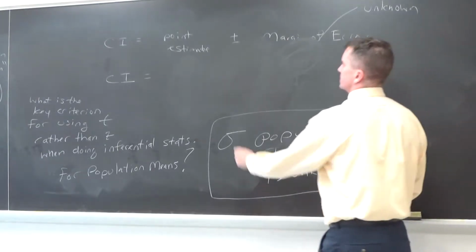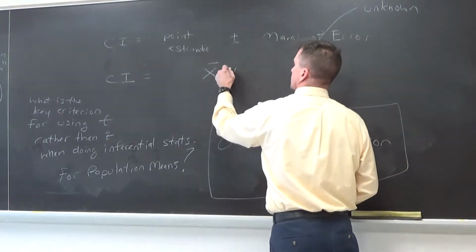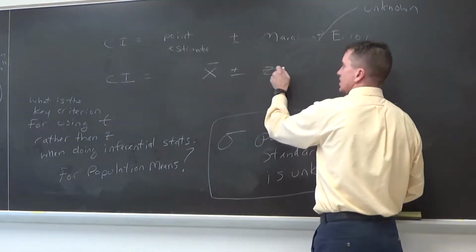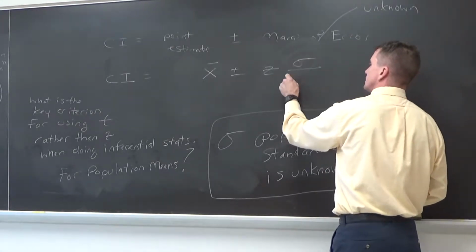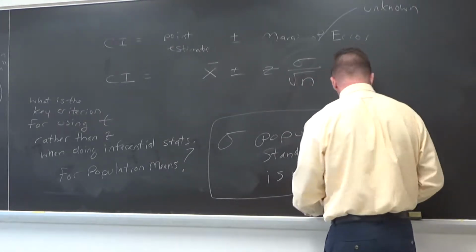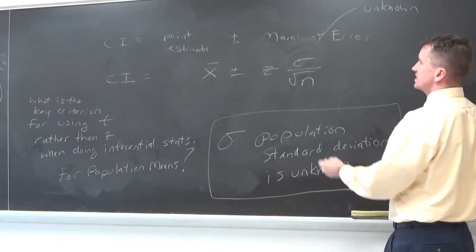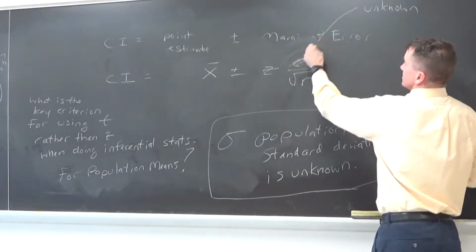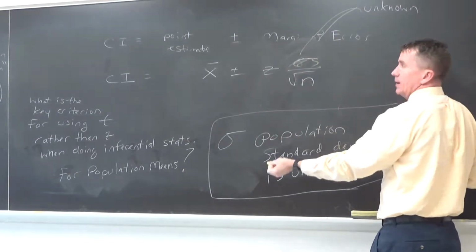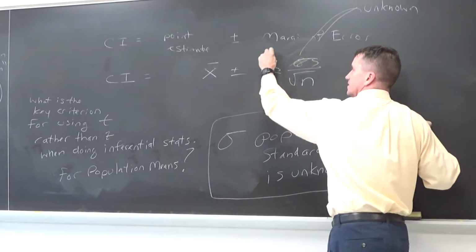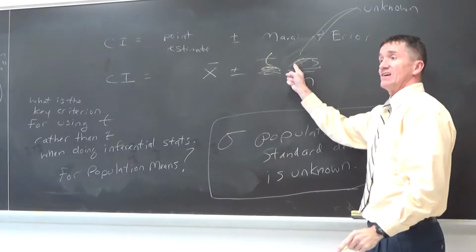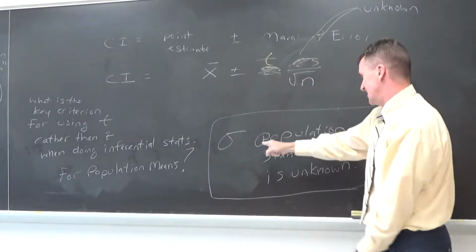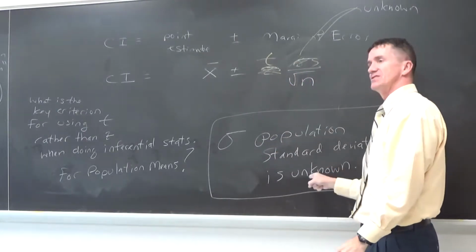When we had this, let me write it up again. Remember I had this first? And I had this? Well, what was Gossett using in place of this? He was using this, because we didn't know this. It was unknown, so he used this, it caused trouble, so then we had to replace this with a what? T. But what started it? That thing. What is it? The population standard deviation, it's unknown.